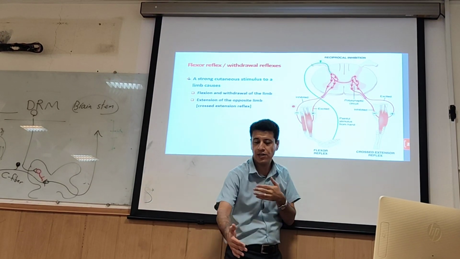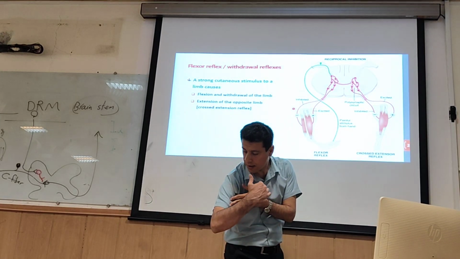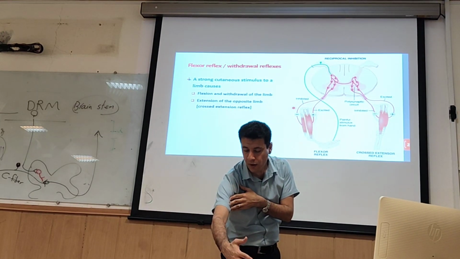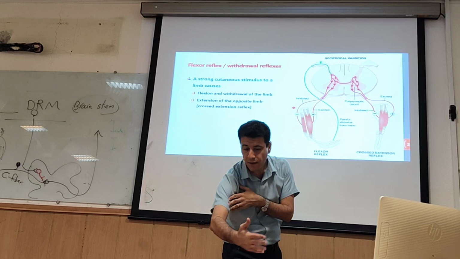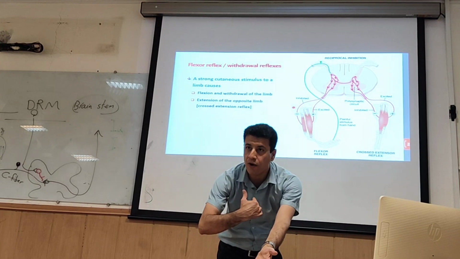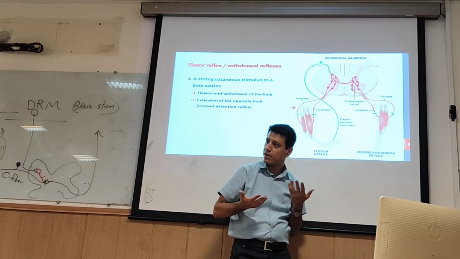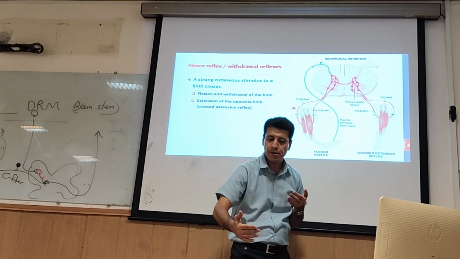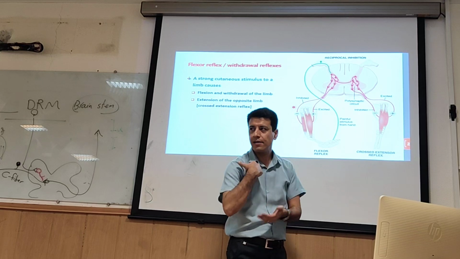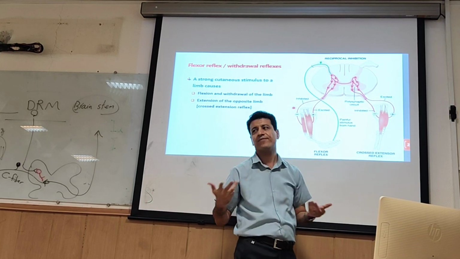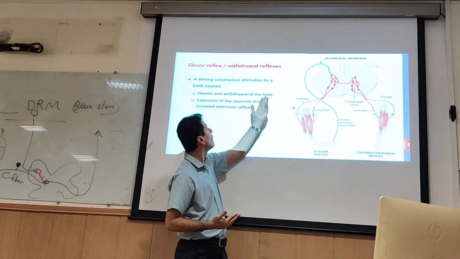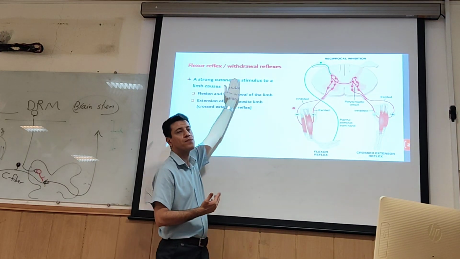What is the reaction? The flexor is contracted. So we call this the flexor reflex. Flexion means going away from the object and going near the body. So the flexor is contracted, the extensor is reduced. So we call this the flexor reflex or withdrawal.